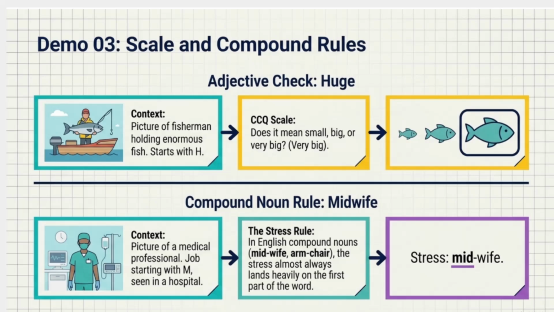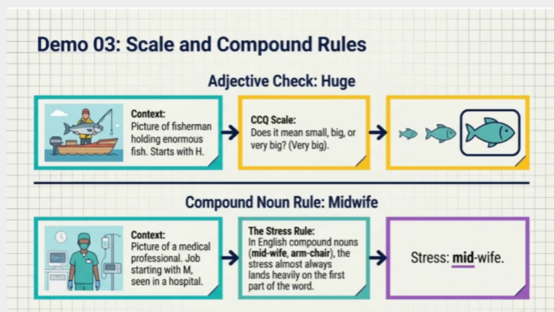The presentation highlights the compound word stress rule. In many compound nouns, the main stress falls heavily on the first part. So we say, midwife. The important point is that pronunciation and stress should not be treated as an afterthought. They are part of the language presentation process.